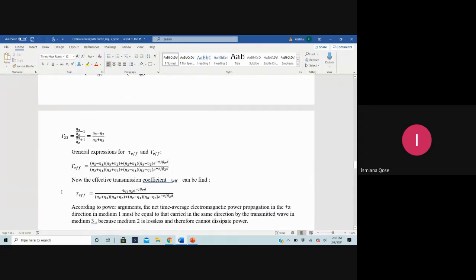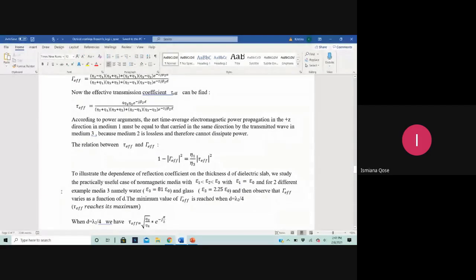Since the power in medium 1 is equal to the power in medium 3, because medium 2 is lossless, we have come to this relation between the transmission and the reflection coefficient. According to the knowledge that we have, if d, which is the thickness of the slab, is equal to lambda over 4, then there is no reflection, which means that the reflection coefficient is equal to 0, and the transmission coefficient achieves its maximum value.